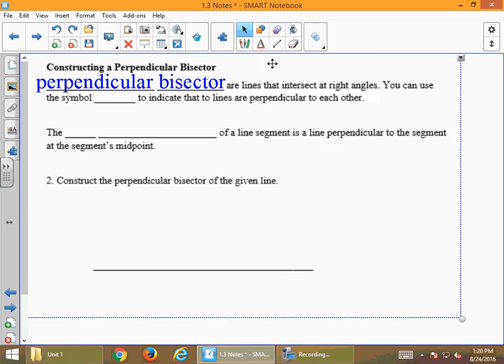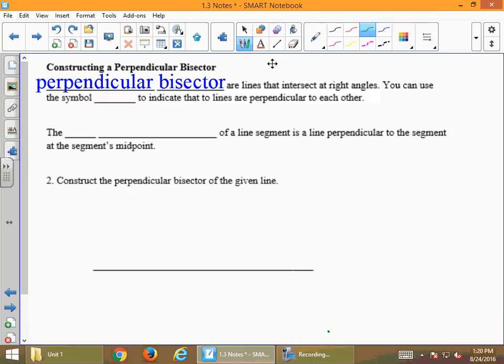You can use the symbol blank to indicate two lines are perpendicular. We told you geometry, we try to make lots of shortcuts. We try to do shorthand with a lot of our symbols. Here's a symbol that you will see quite regularly. The symbol for something that is perpendicular is an upside down capital T. So make a capital T and turn it upside down. Anytime you see that symbol, that means perpendicular. So an example, you could say something like segment AB is perpendicular to segment CD. That's how you would see it.